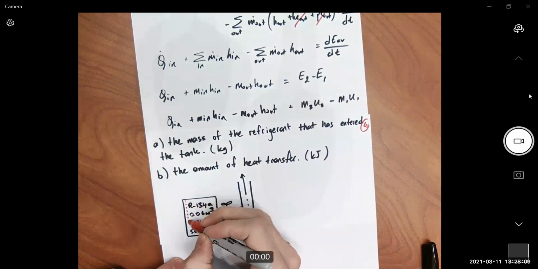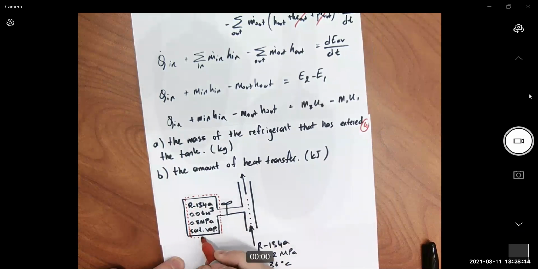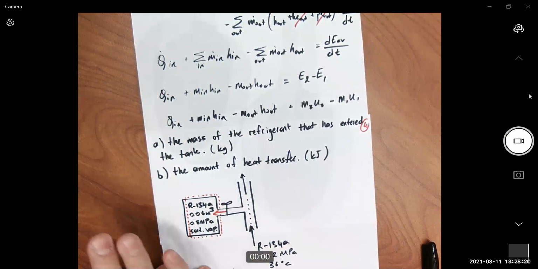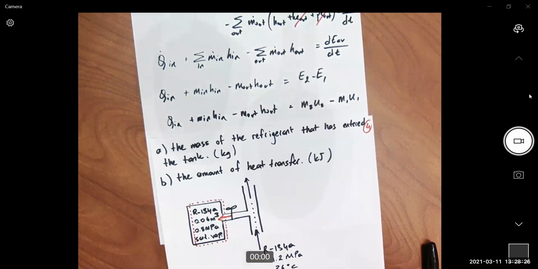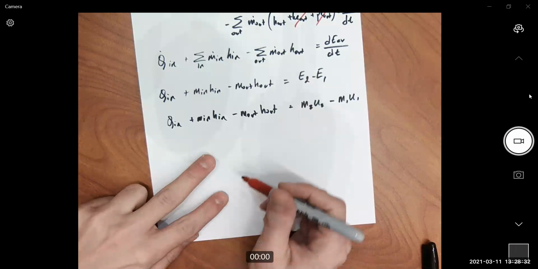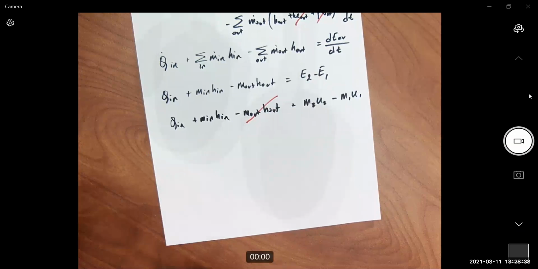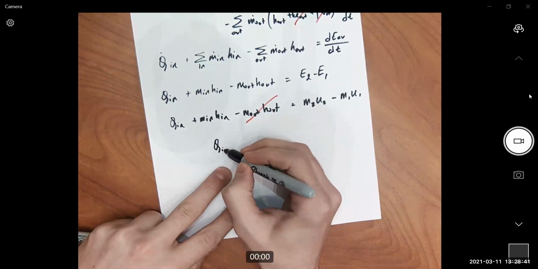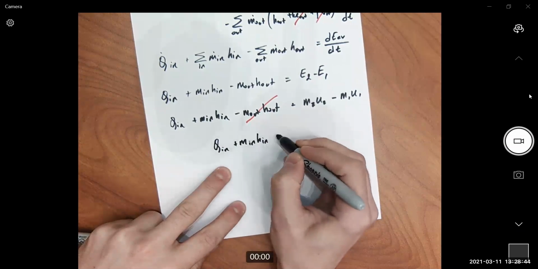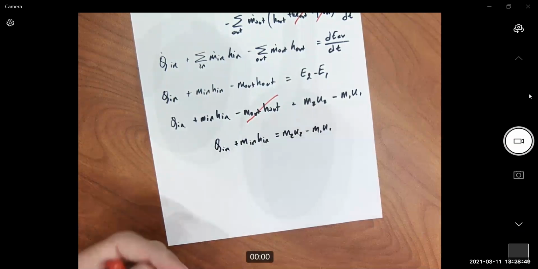So I draw my boundary condition. Boundary. I have mass entering the system. There is nothing leaving. Correct? Right? Any questions on this? Clear that it's in. So I don't have this term. Qn plus MnHn equals M2U2 minus M1U1. Right?